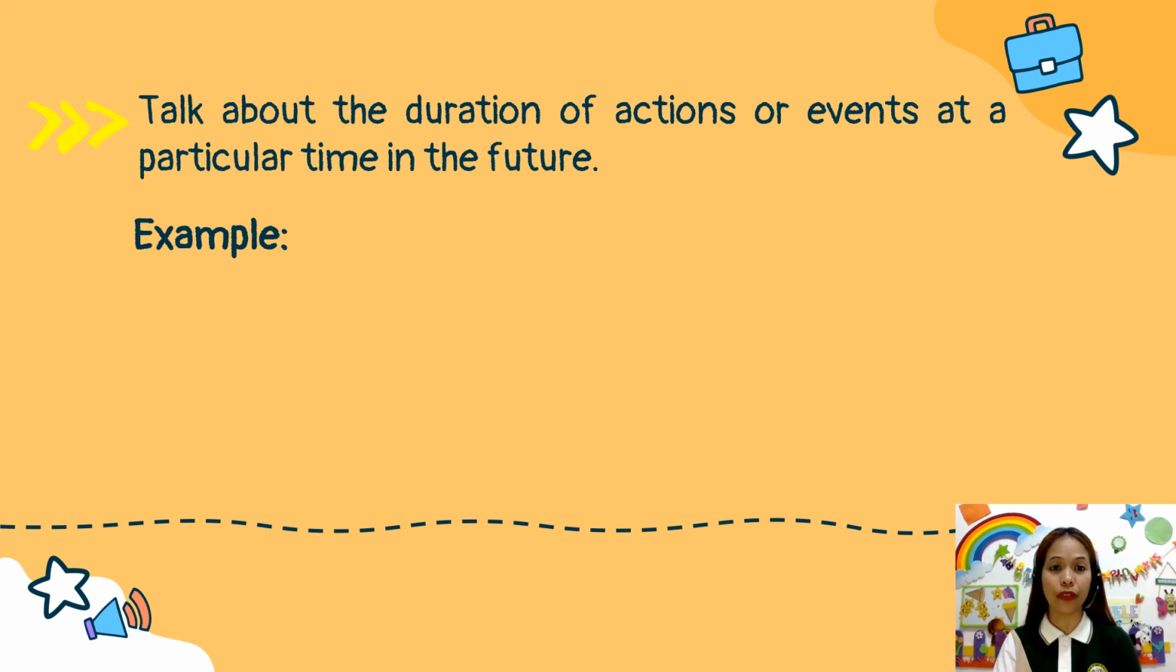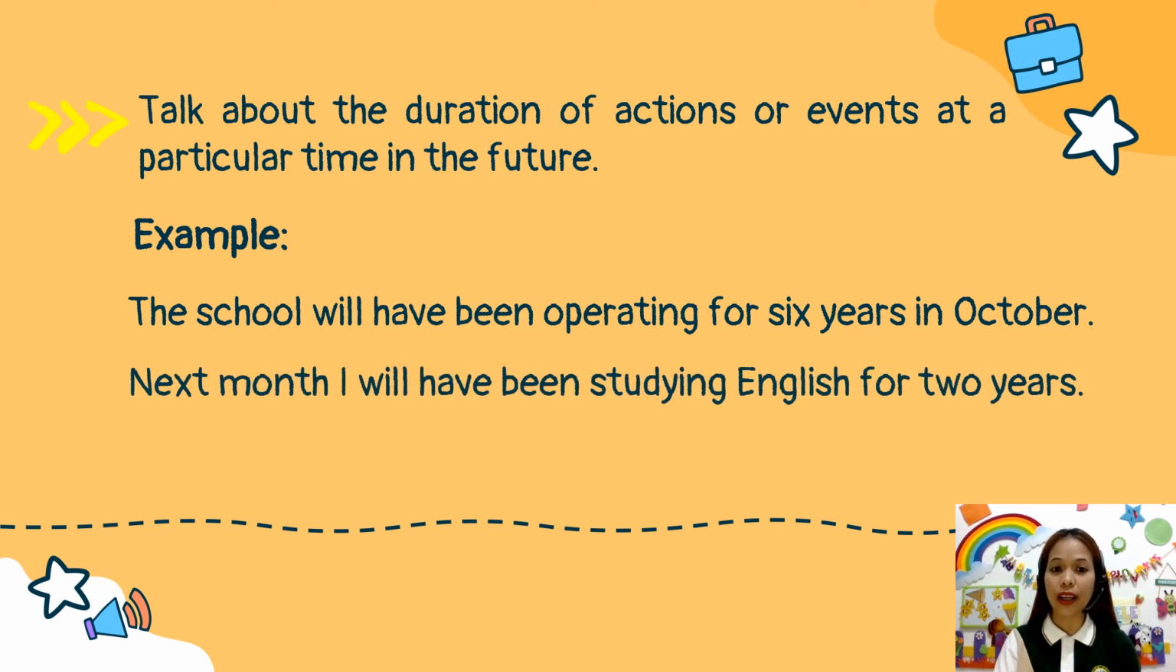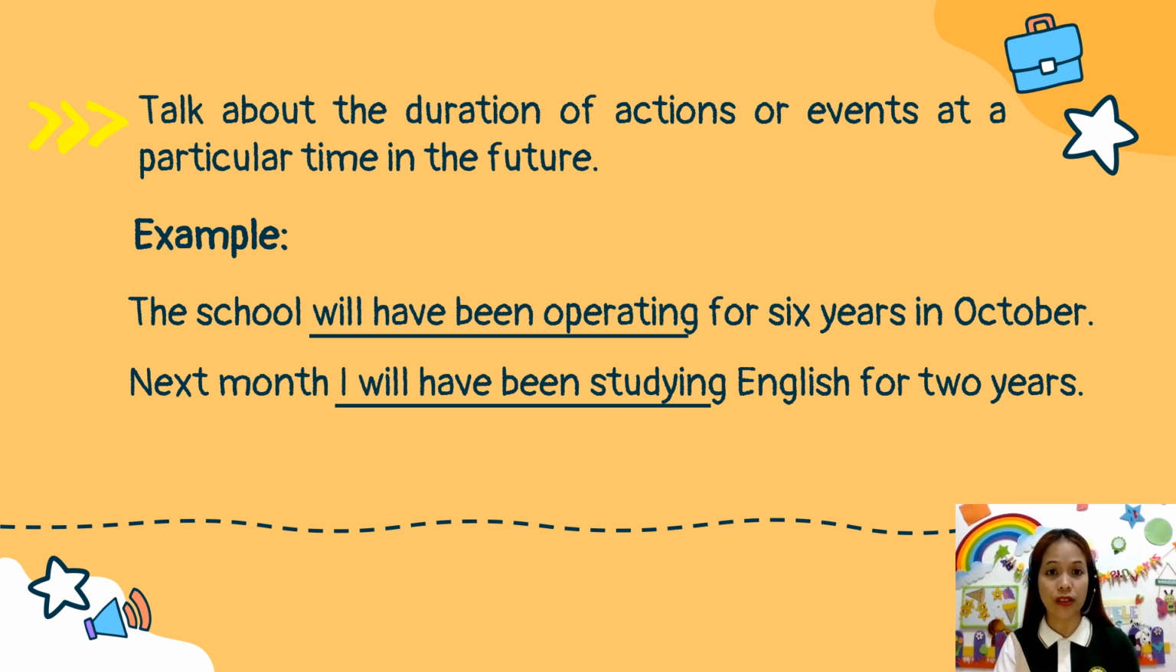Okay, so let's talk about the duration of actions or events at a particular time in the future. For example, the school will have been operating for 6 years in October. Next month, I will have been studying English for 2 years. As you see, will have been operating and will have been studying are both in future perfect progressive. Okay, and you can see here a specific or particular time in the future. For example, number 1, 6 years in October. Next is for 2 years, right?